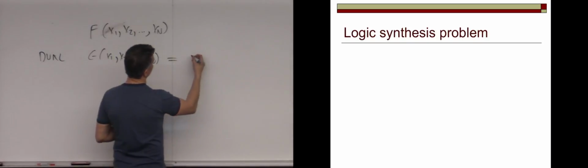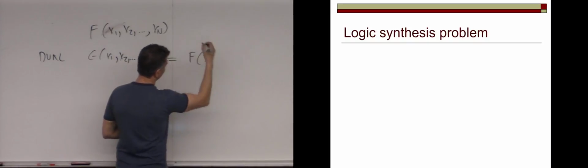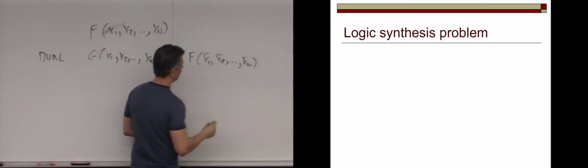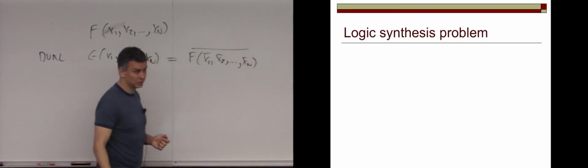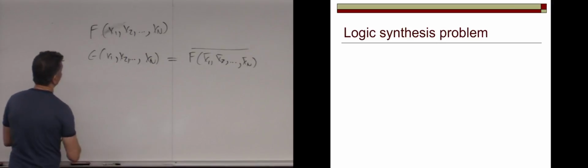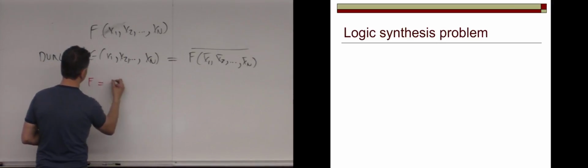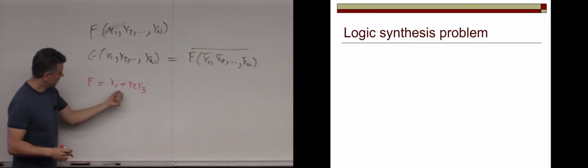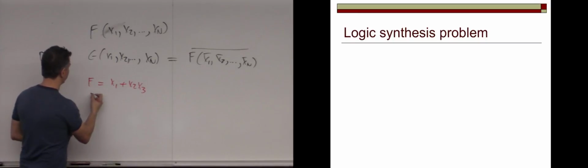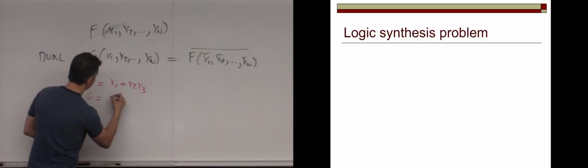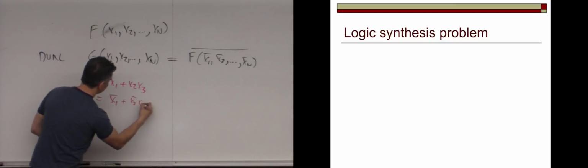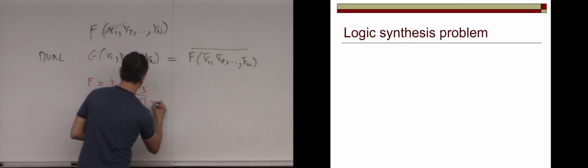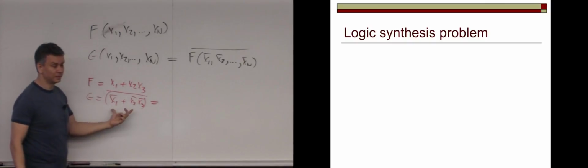So the dual, g, is going to be, we take the function f, however it's written, and we flip all the variables, and then we flip the entire function. So if we have a function f equal to x1 or x2 and x3, then the dual, the function g, will be: we complement x1, we complement x2, we complement x3, and then we complement the whole thing. If you've taken some logic design, what does this simplify to, Alex?